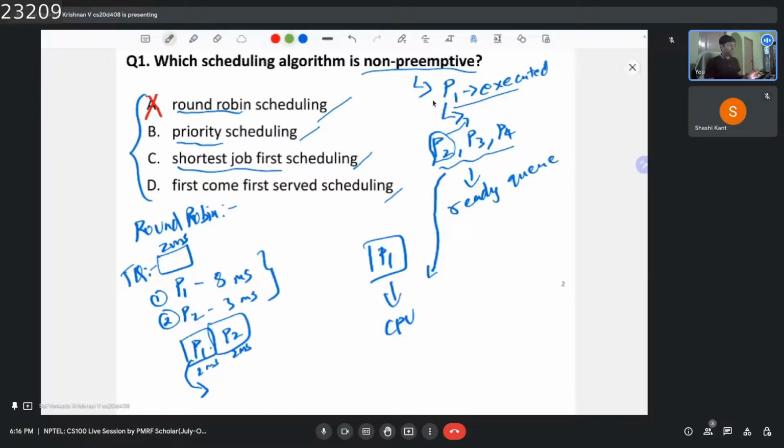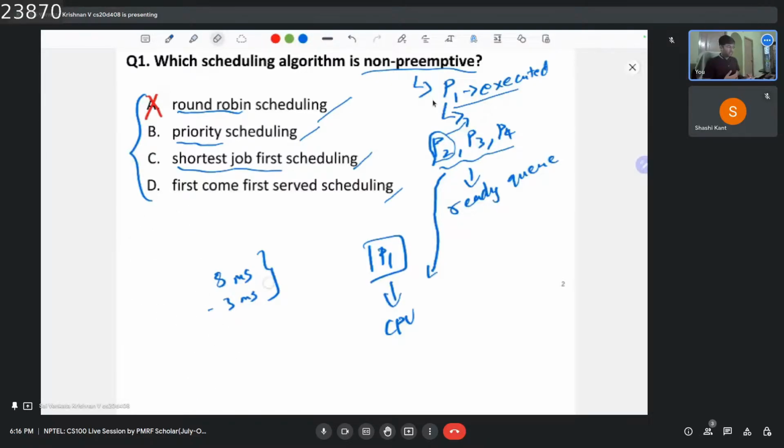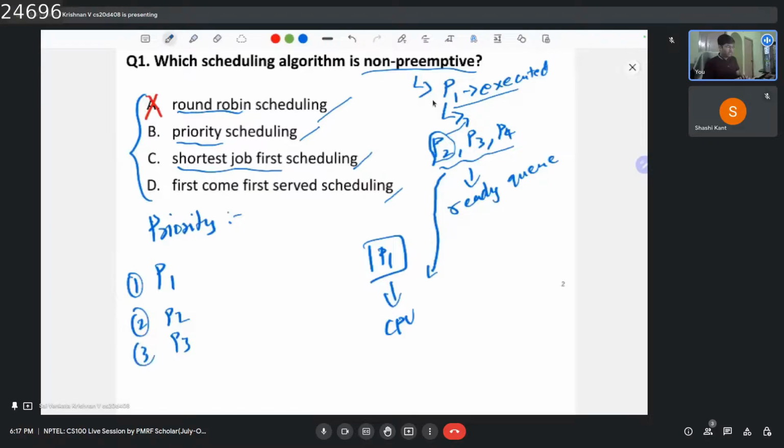Priority scheduling is not similar to round robin. The whole concept of priority scheduling is, say you have processes P1, P2 and P3. P1 came first, P2 came second, and P3 came third, and P1 has priority 3, P2 has priority 2, and P3 has priority 1, and say the lower the number, the higher the priority.